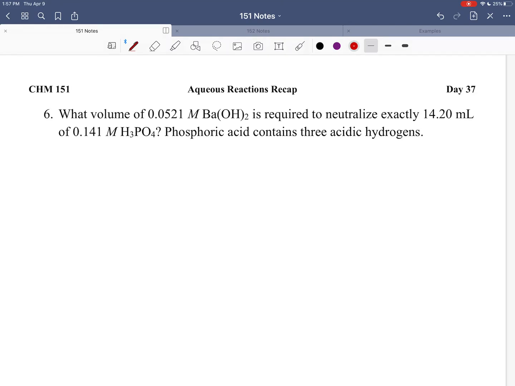And we'll do number 6. Question right off the bat. What volume of a 0.521 molar barium hydroxide solution is required to neutralize, or react with, completely? So there's not more than just the right amount, the exact amount of base and the exact amount of phosphoric acid. All right, 14.20 milliliters of 0.141 molar phosphoric acid.